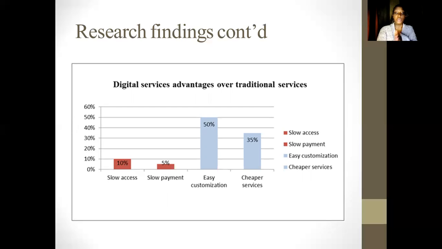And 35% of the participants answered that it was cheaper services compared to traditional services. As the graph shows, the digital services in blue have a better advantage than the traditional services in red.